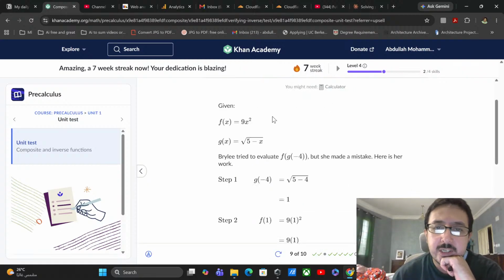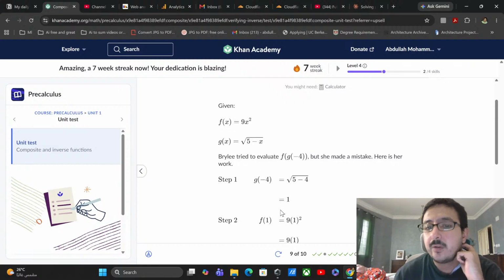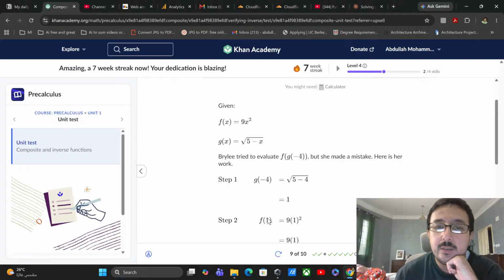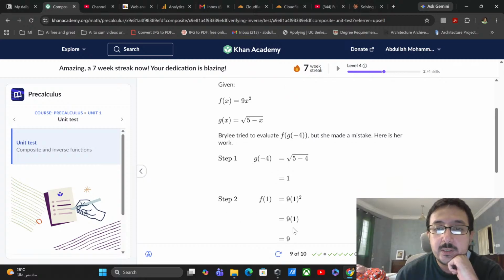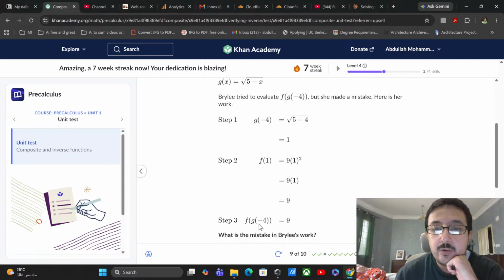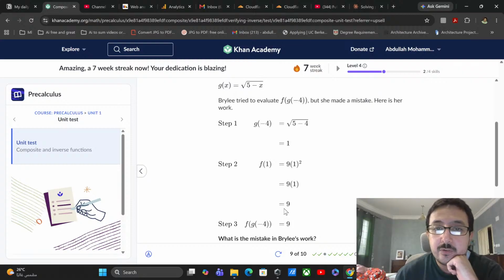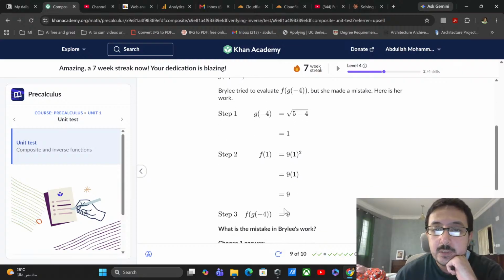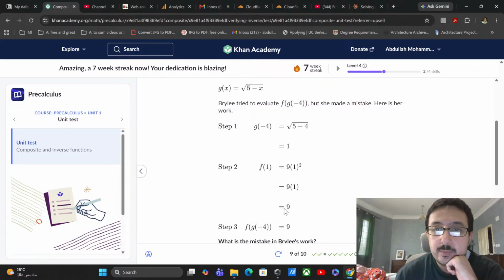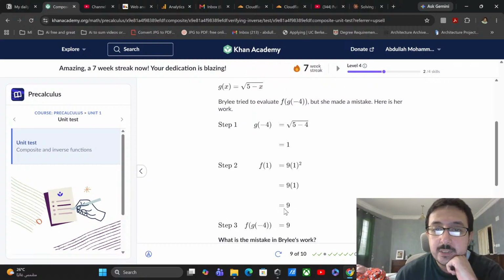Okay, you need a calculator. Gibran tried to evaluate, but she made a mistake. Here is her work. 9 to minus 4, minus 4. That's 1. Okay, correct. f(1), that's correct, f(1). It's 9 over 1 squared, 9. g(1) is 9.